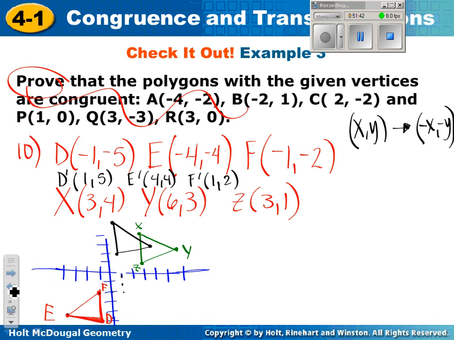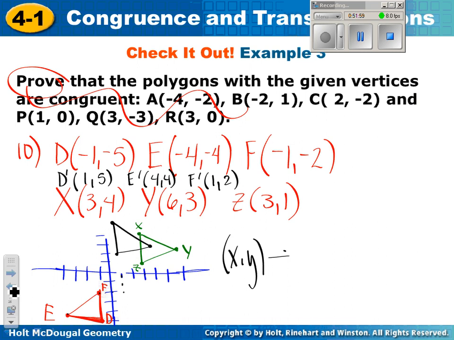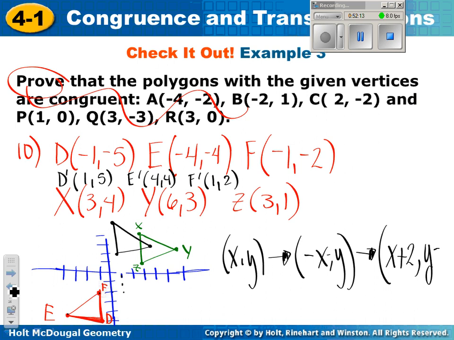And the translation would work this time, right? How far would I need to translate? Okay? Right 2, down 1. So remember, you're going to keep your rule going. So I'm going to rewrite this where I have more room, okay? So I would say xy maps onto negative x, negative y, and then we take those coordinates and map them onto x plus 2 because we're going right 2, and then y minus 1 because we're going down 1.